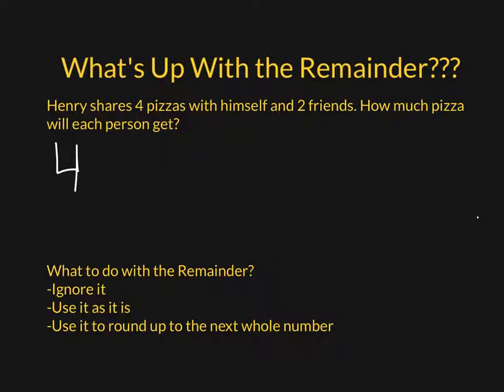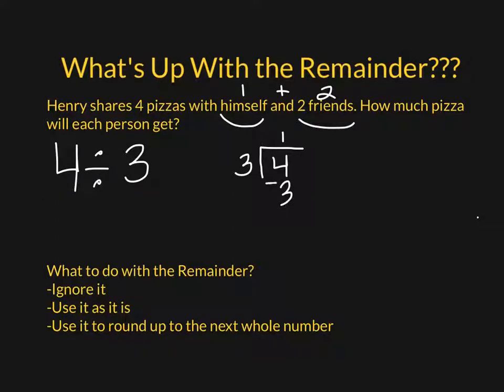We have 4 delicious pizzas. Pick a flavor. And this time, the one trick here is it's not just 2 people, because Henry is sharing it with himself and 2 people. So that means 1 person plus 2 people, so 3 people. So we're dividing 4 pizzas by 3 people. Or if we set that up in long division, it looks something like this. 3 goes into 4 one time. Do some multiplication and subtraction, and we have a remainder of 1. So let's talk about what we're going to do with that remainder of 1 as we try to figure out how much pizza each person's going to get.